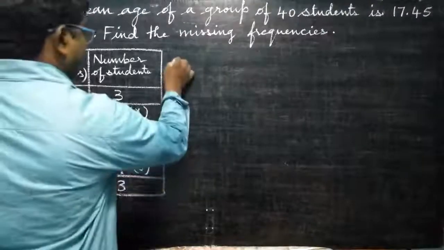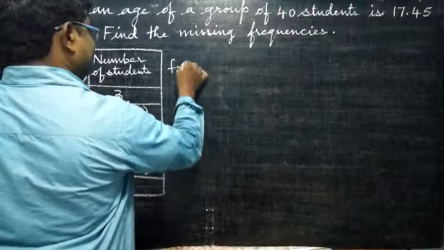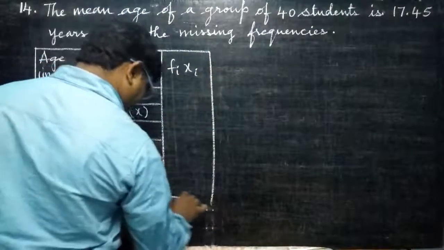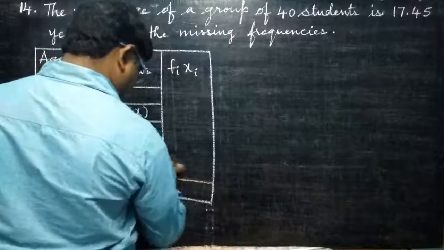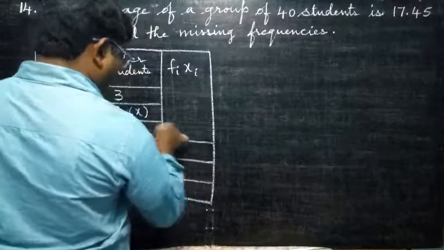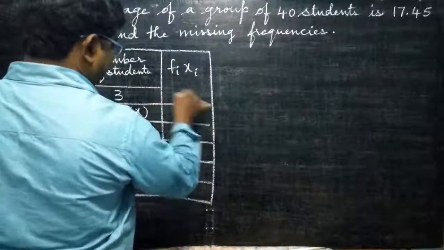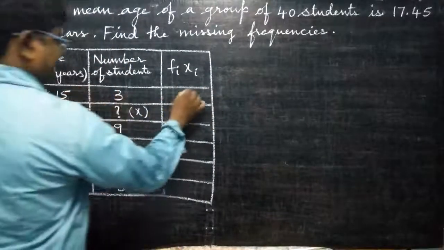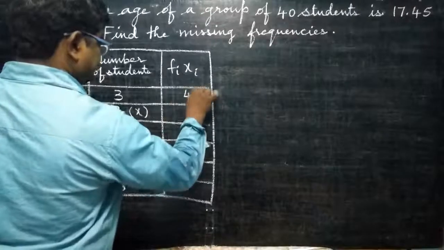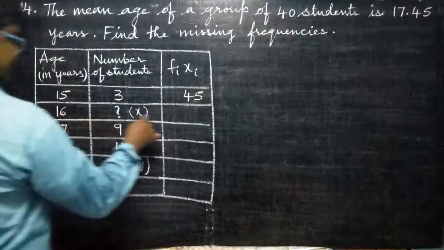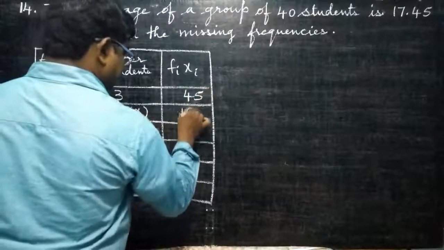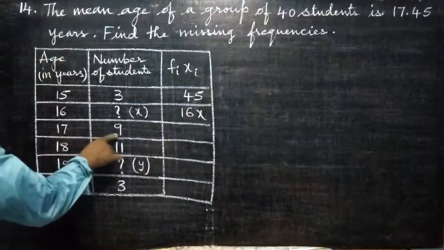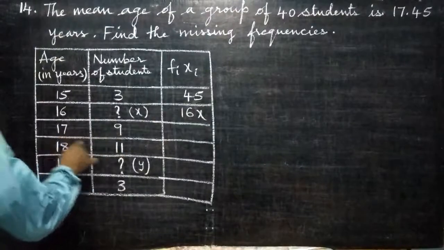Now, the third column is fi into xi. Multiply carefully. Here 2 missing frequencies are there. 15 threes are 45. 16x. 16 into x, 16x. 17 nines. 9 sevens are 63.